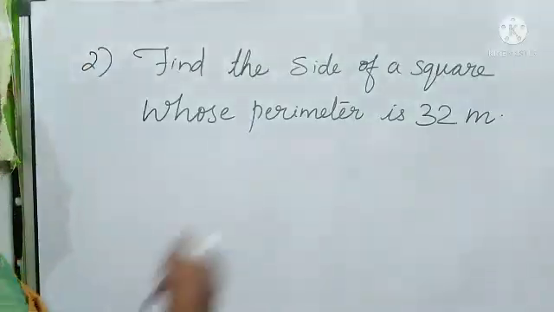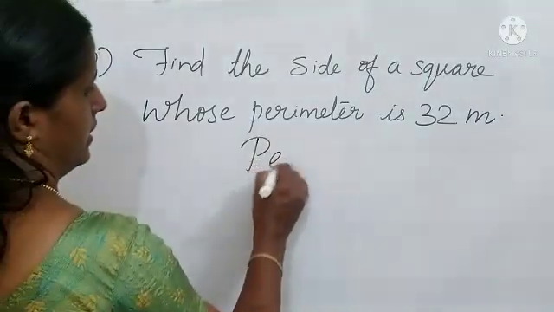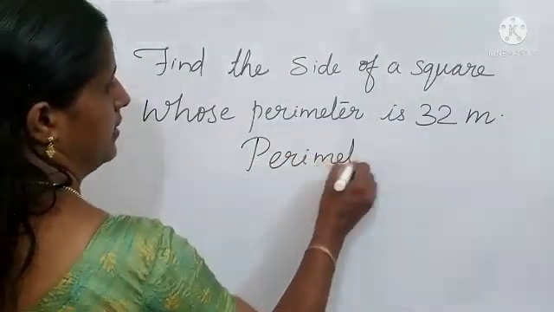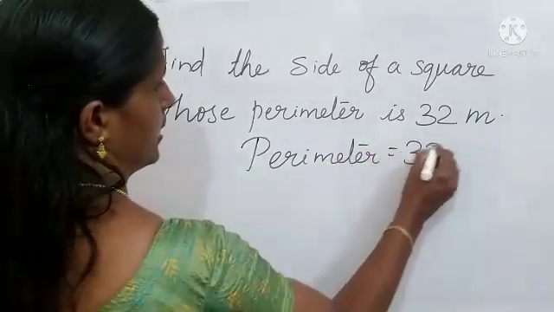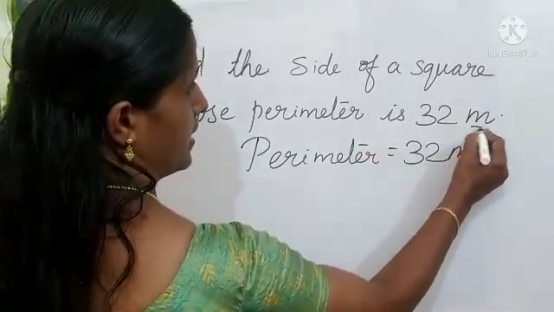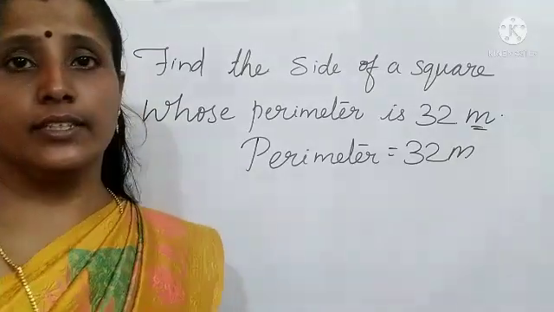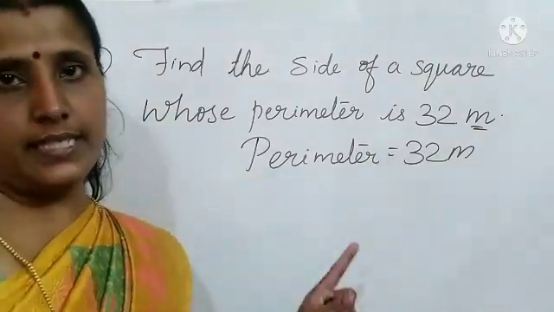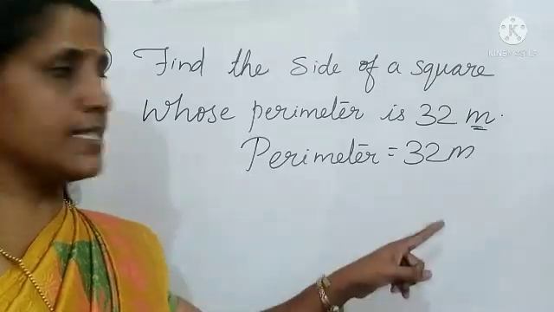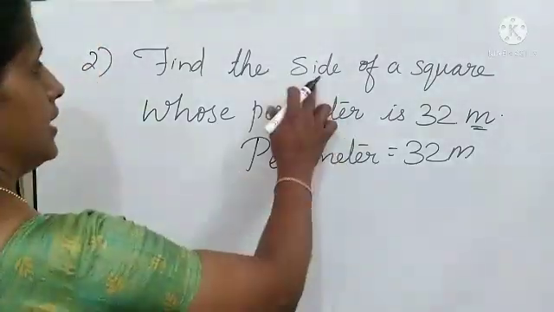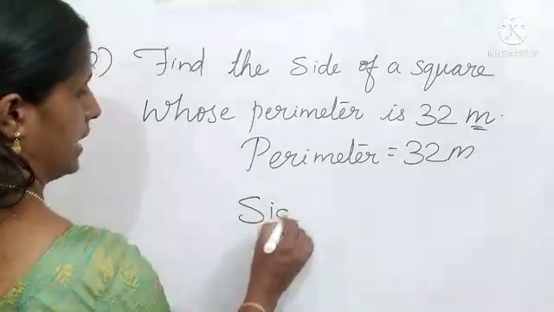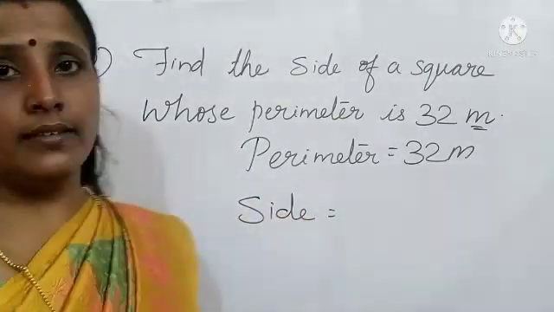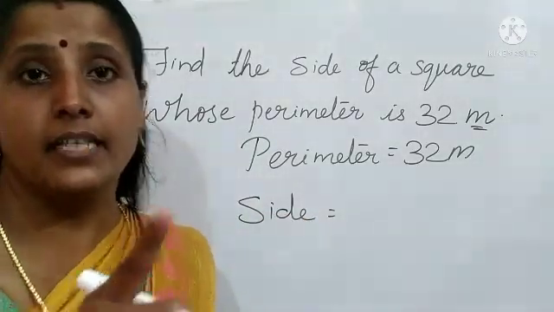32. So first we write the step: perimeter equal to 32 meter. Here the measurement is given in the unit meter, so we need to write meter here also. So the perimeter is given. We need to find out the side. What is the formula? Yes, perimeter divided by 4.